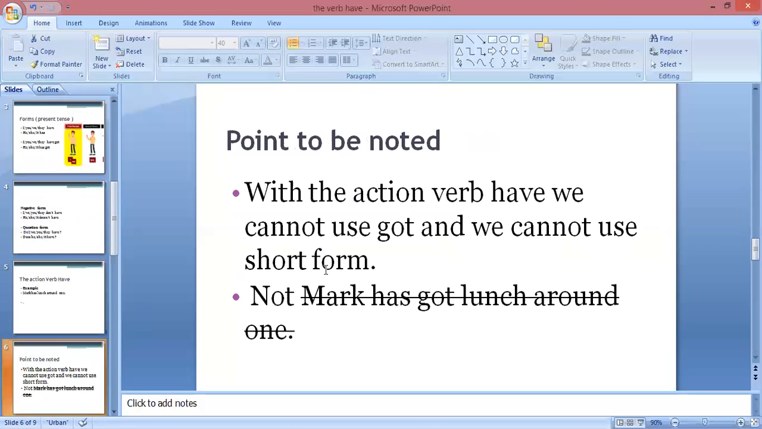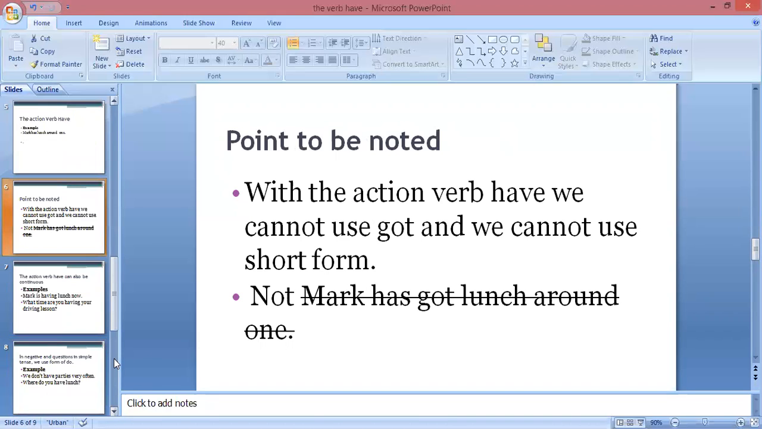Okay, now the point that you need to note here is that with the action verb have, we cannot use got and we cannot use the short form. Like, Mark has got lunch around 1. This is an incorrect way. The right and correct way of writing this sentence is Mark has lunch around 1. So we cannot use has got with the action verb have. If the sentence is describing an action, we do not use have got.